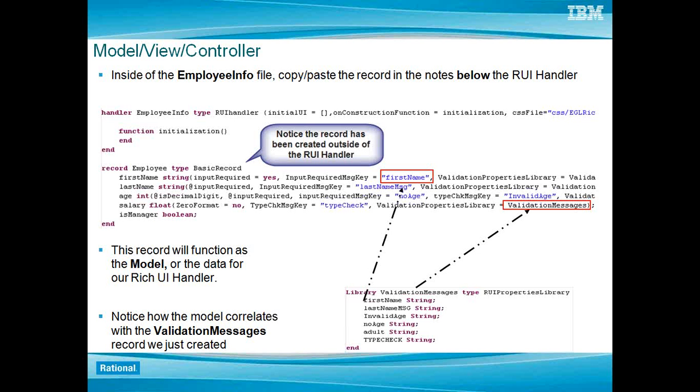This must be the same name that we have declared inside of the validation messages library. Once they are done, in this way you have created your first name, last name, age, salary, and then validation properties library, where you have to provide these validation messages library name so that it can concern for the relevant method messages to be displayed on the screen inside of this library.